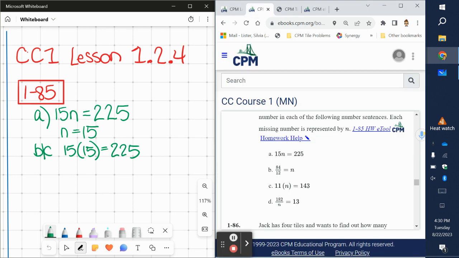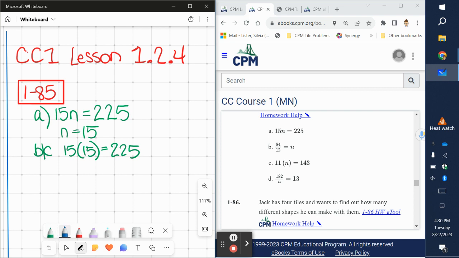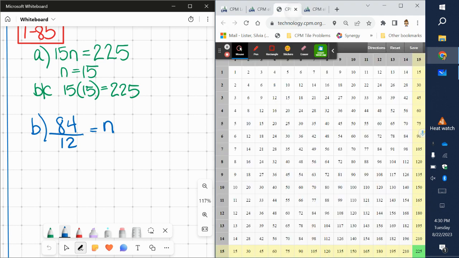Perfect. Let's try the next one. Let's do letter B, which is 84 divided by 12 equals some number n. So let's clear everything and reset it. I know I'm looking at 84 and I need to divide it by 12, so I need to look at the row that deals with a 12. I'm going to highlight that row and I'm looking for 84. What's interesting is that you've got to know which number is on the inside and which number is on the outside.